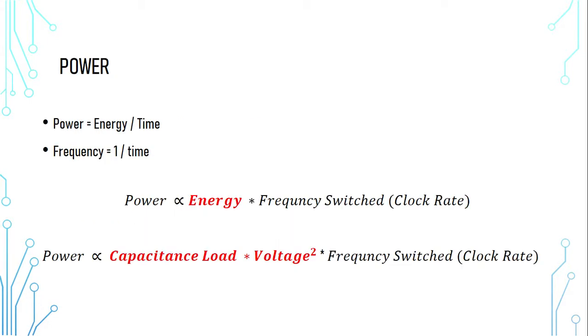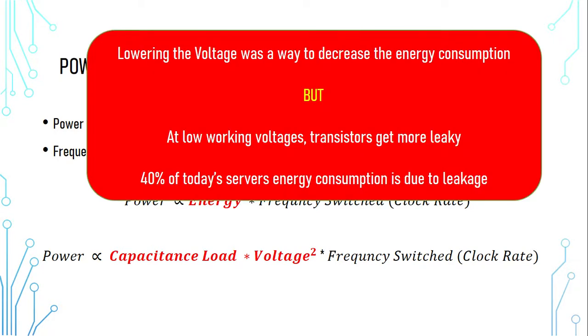On power, we know that power is the consumed energy in a unit of time, and frequency is one divided by time. So for power, if we multiply the clock rate by energy, we will have the power equation. According to this equation, if we decrease voltage, we will decrease energy consumption. However, note that at low voltages, transistors get more leaky, and static energy's portion of the total energy consumption increases, as 40% of today's servers' energy consumption is due to leakage.